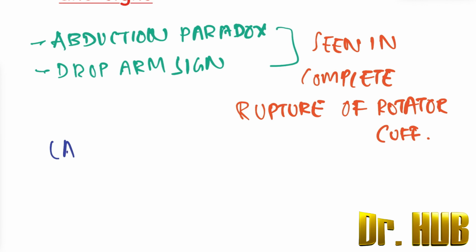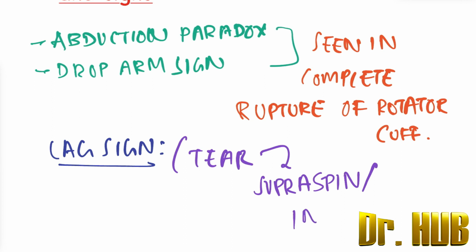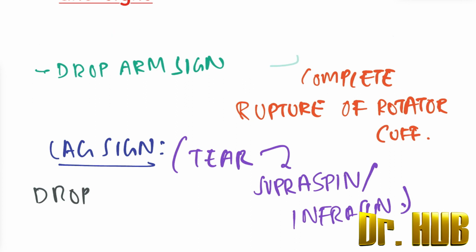Then we move on to the lag sign. The lag sign is seen in a tear of the supraspinatus or the infraspinatus. So it is nothing but a tear in the supraspinatus as well as the infraspinatus.